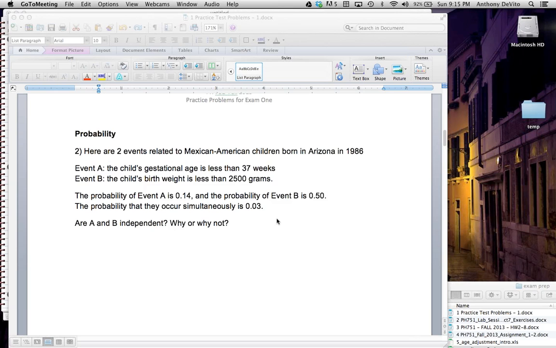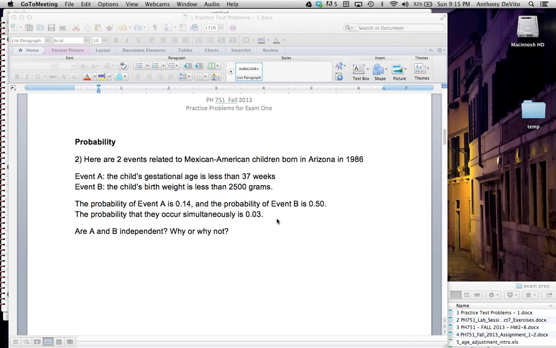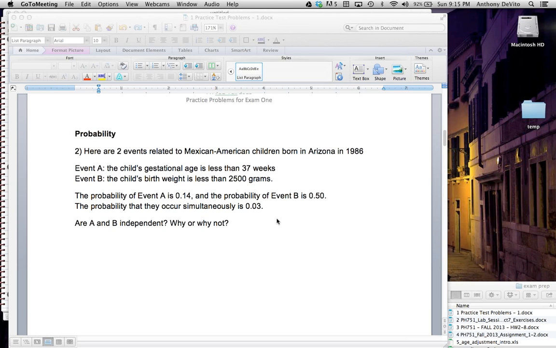Okay, what's the probability that, let's assume for a second they are independent events. Okay, what's the probability? The probability that they would occur together is 0.14 and 0.50. Okay, what's the probability that the gestational age would be more than 37 weeks, but the child's birth weight would be less than 2,500 grams? Anyone want to hazard a guess there?